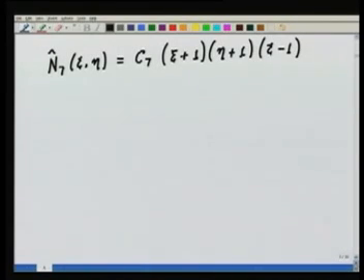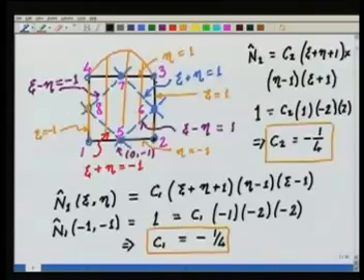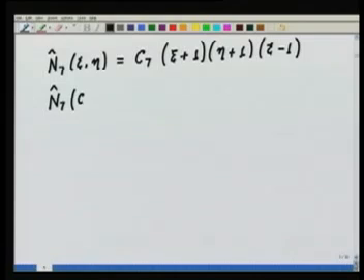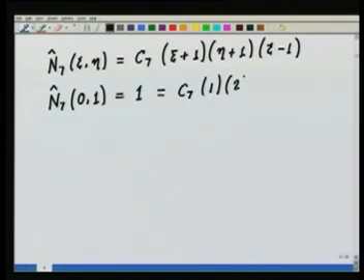This is it. Also I want my n7 hat at the point, which point? At this point, point 7, which has coordinates psi equal to 0, eta equal to 1. So I want at 0 and 1, this equal to 1. This is equal to C7 into 1, 2 and minus 1. This implies C7 is equal to minus half.